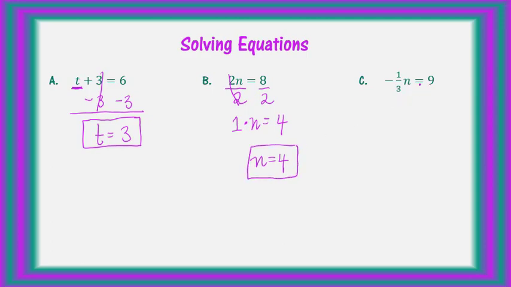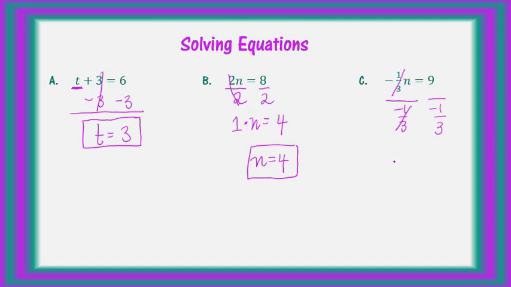For C, I have negative 1/3 n equals 9. So what do I do? I'm multiplying by 1/3, so I am going to divide by 1/3. Whatever I do to one side, I must do to the other side. And notice I am also grabbing the negative, because in order to get n by itself, it must be a positive n. So negative divided by negative gives me positive 1.